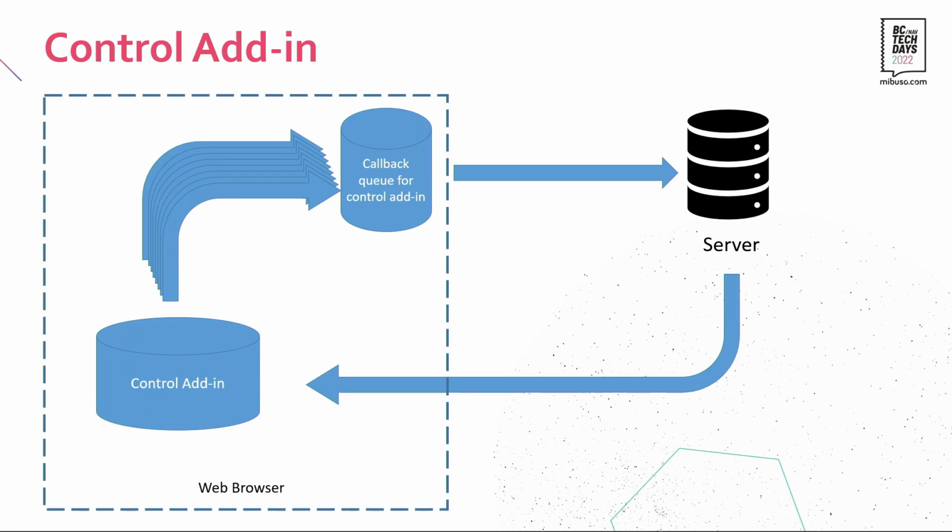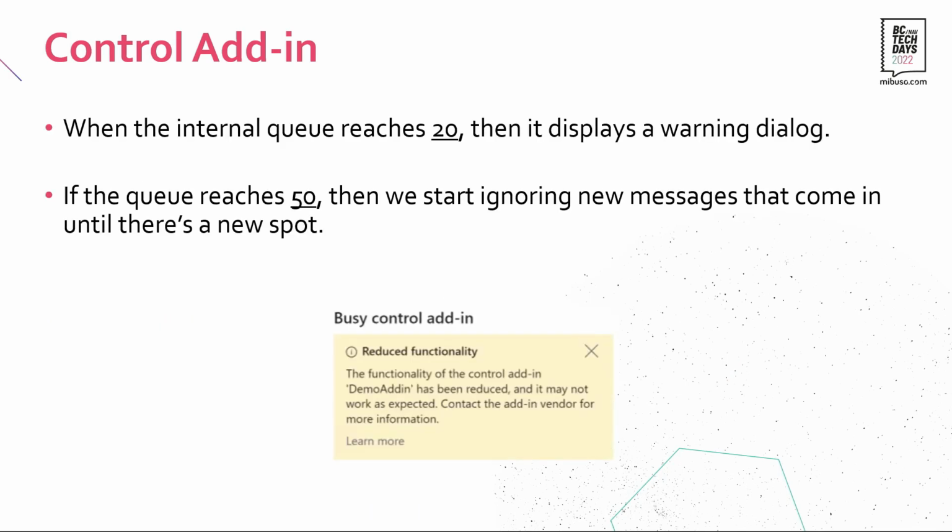There are some notes I want to make about the internal queue. When the queue reaches 20, we start displaying this warning dialog. So the user can notice this and potentially let the developer know about it, so they can catch these issues before the control add-in gets propagated to more customers. Just a quick note, these numbers are internal, so we may adjust them in the future, but these are the numbers we have.